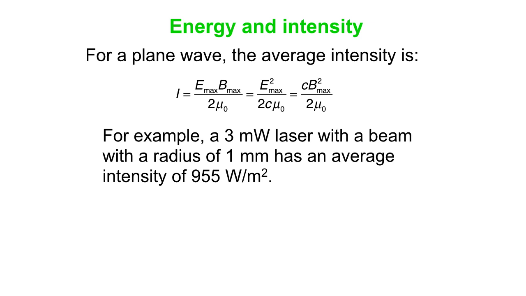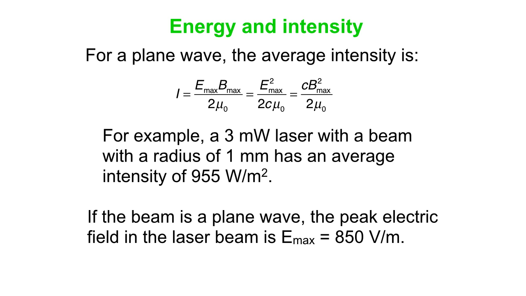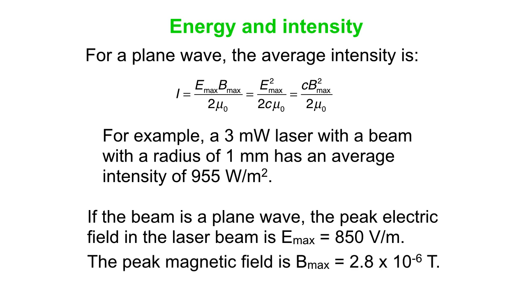Okay, so let's say our beam coming out of our laser is a plane wave. We can go back and use these equations at the top and say if we know that I is 955 watts per square meter, what's Emax? We can use the I equals Emax squared over 2c mu naught equation and solve for Emax. You should try that yourself and verify that you get Emax is 850 volts per meter. That's a fairly substantial field. Now, if you want to find Bmax, you could use the last form of the equation, or you can say Bmax is Emax over c. That's the easy way to do it. Just take your Emax value, divide by the speed of light, and you get Bmax. And you get something that's about a 20th or so of the Earth's magnetic field. Okay, so there's an example of these intensity equations.